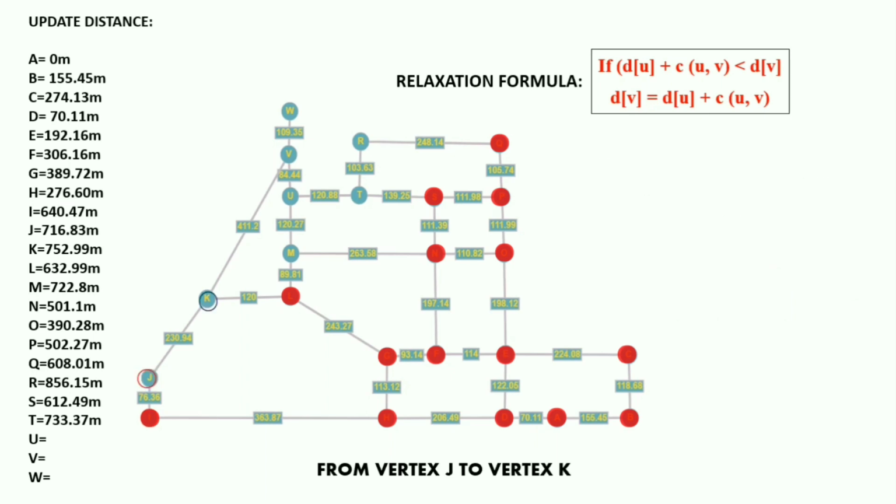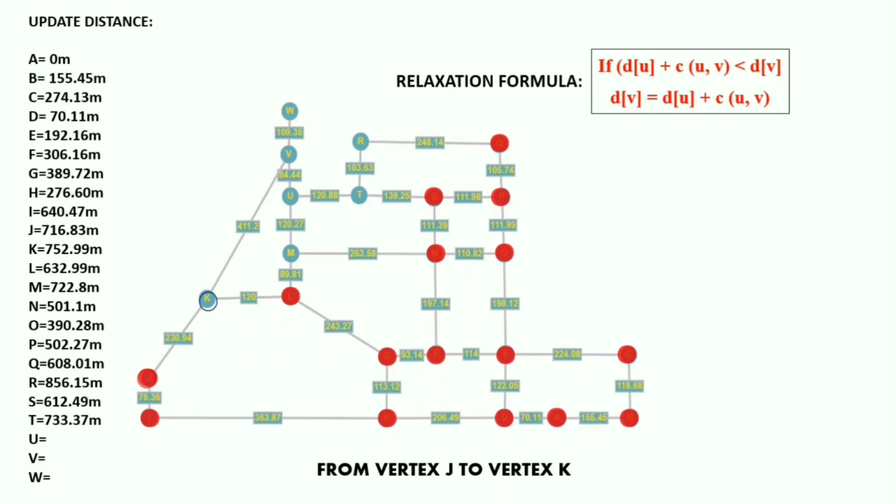Next, if we find the shortest path among 722.8 meter, 752.99 meter, 716.83 meter, 733.37 meter, 856.15 meter, and infinite for all other remaining vertex, the shortest path is 716.83 meter. So we pick vertex J. The vertex connected to vertex J is vertex K, but not vertex I, because we already visit vertex I. So we perform relaxation to the connected vertex.